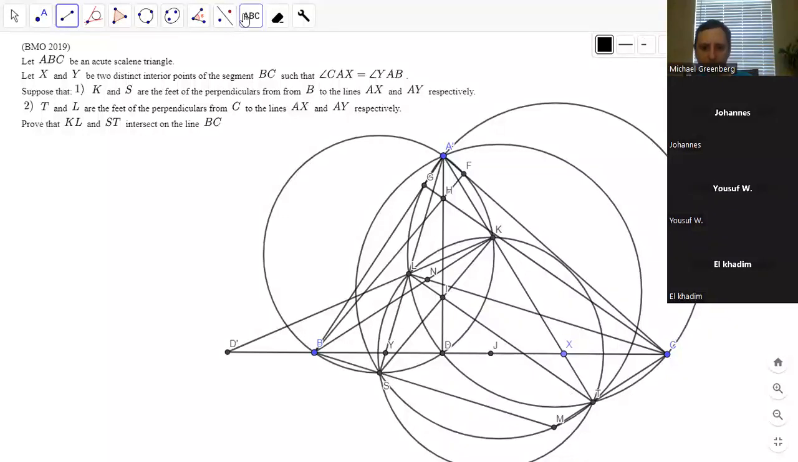But anyways, I'll start writing up Johannes' solution.